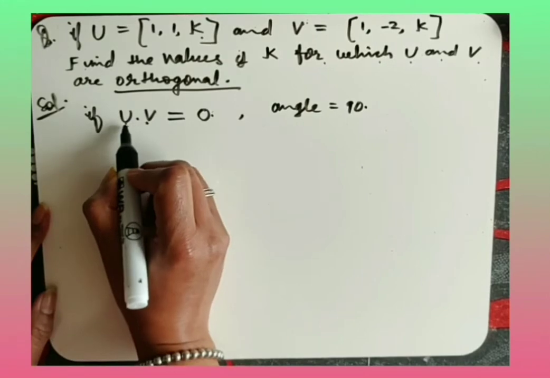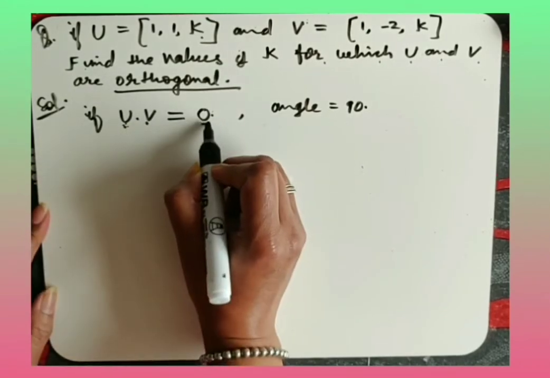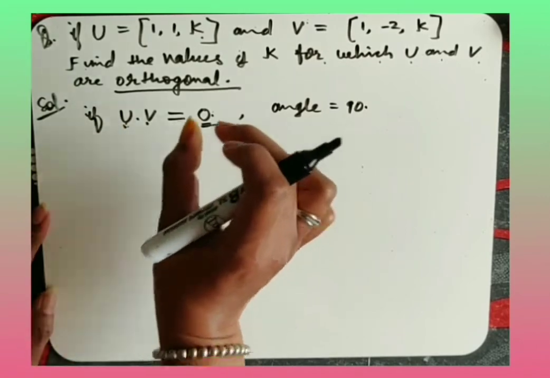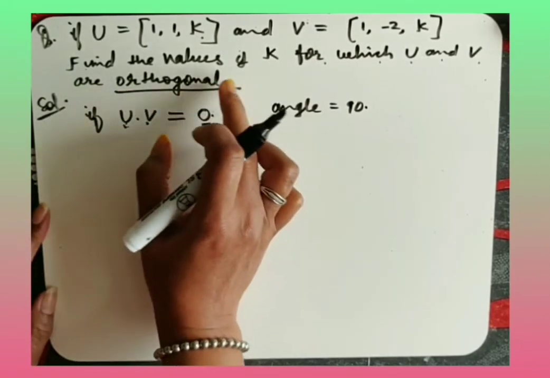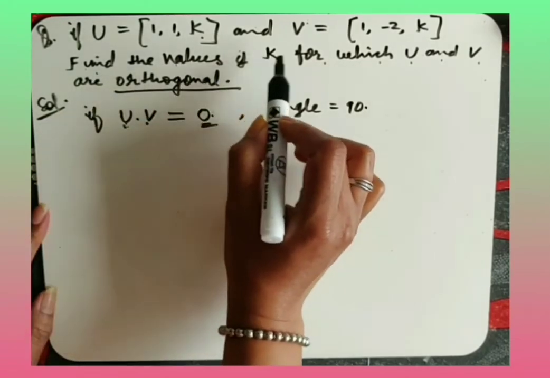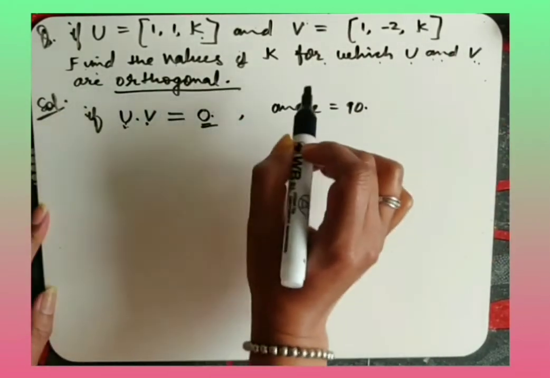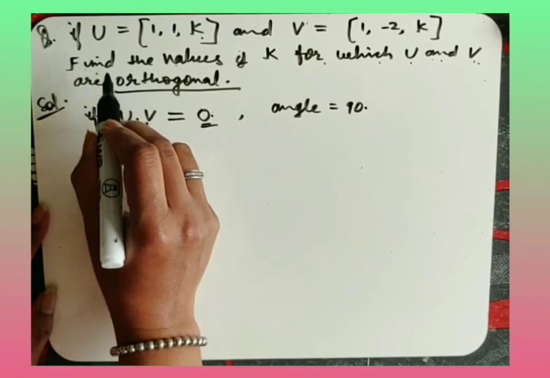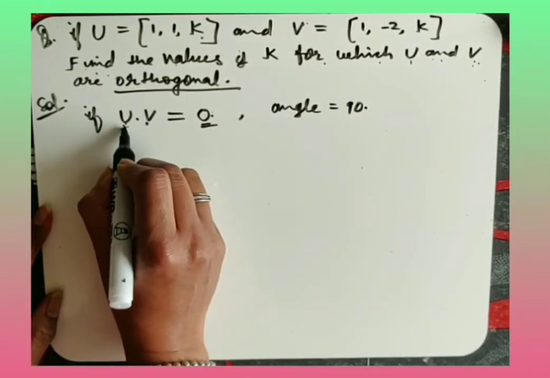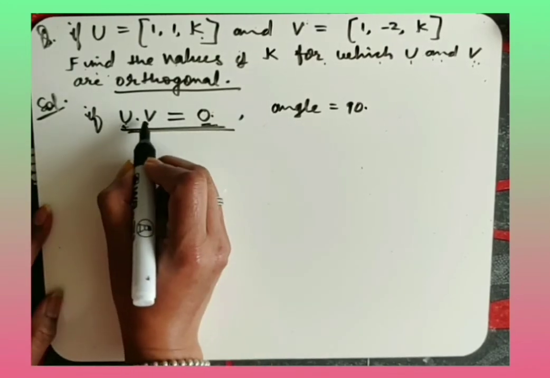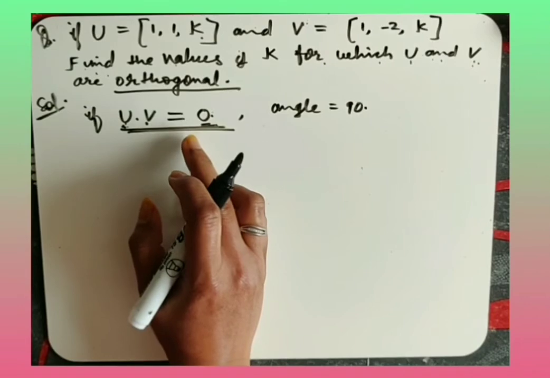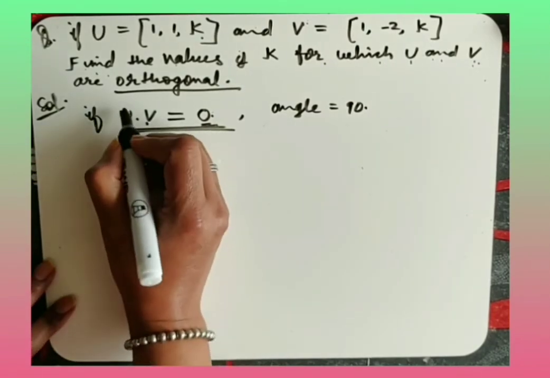When are they orthogonal? When u dot v equals 0. If we find the dot product and it equals 0, that means the two vectors are orthogonal. So let's find the values of k for which u and v are orthogonal. In this question, it is given that u and v are orthogonal, so we will find u dot v and equate it to 0.